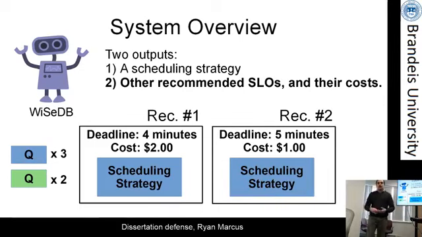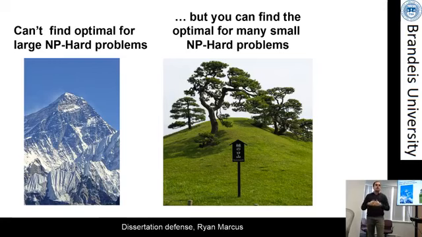So the way that WiseDB does this is through a very specific graph-driven technique. We know we can't find the optimal solution for very large NP-hard problems. If we just took 1,000 queries with an arbitrary deadline, we could never brute force the right answer. However, we can find the optimal solution to many instances of very small NP-hard problems. So if we only have 3 or 4 queries, it's very easy for us to find the optimal layout. We can just brute force it.